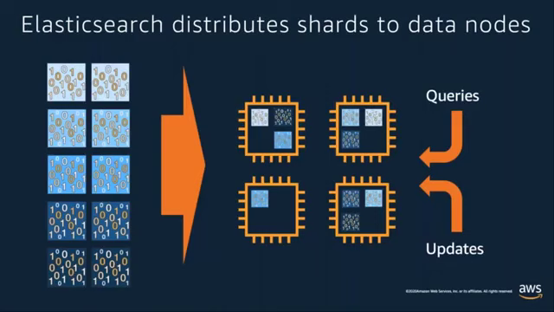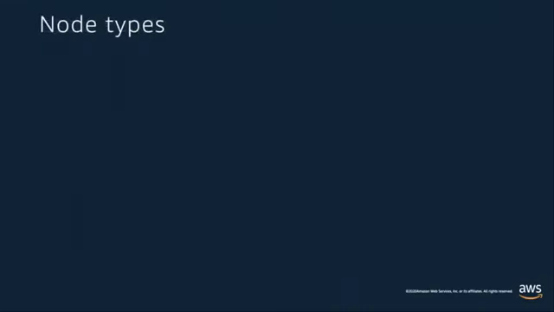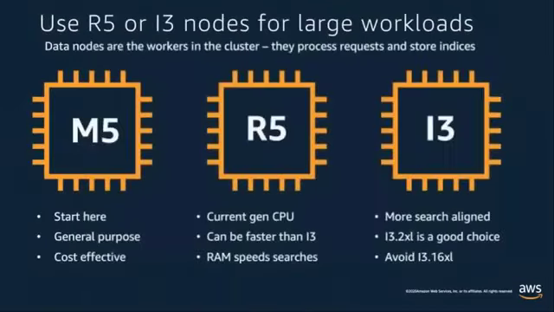So how many shards you have, how many nodes you have is the critical way that your workload is distributed across your compute and storage and networking and other resources. So it's really important to understand about shards. We're going to get to that, but we're going to first talk about the different node types that we support in Amazon Elasticsearch Service. So we have a set of instances that includes the M5, R5, and i3 instances.